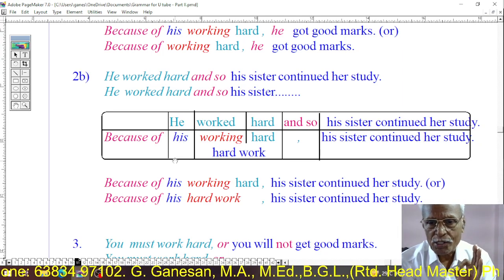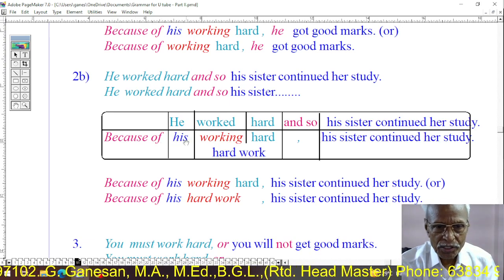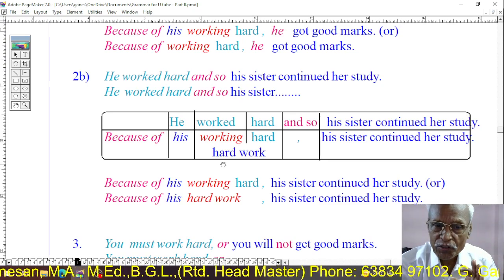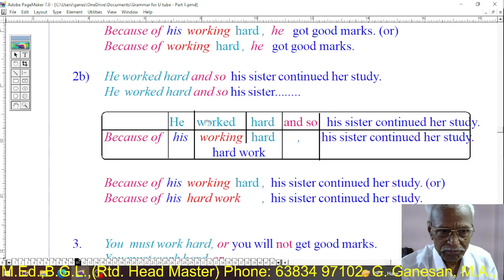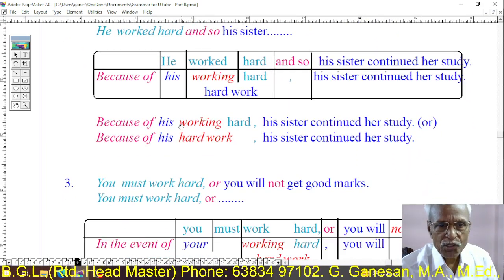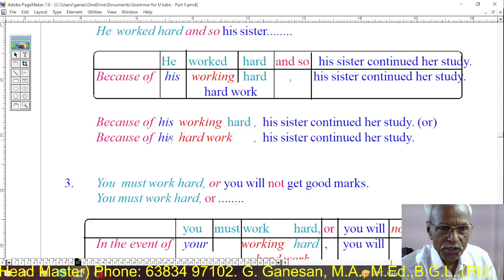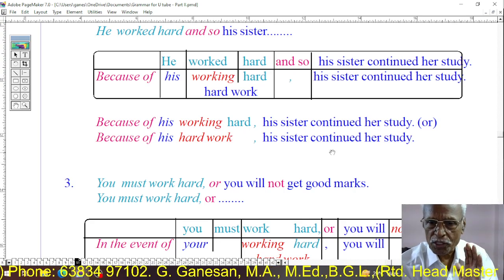He worked hard and so his sister continued her study. Because of his working hard, or because of his hard work, you can say, because of his hard work. Because of his working hard, his sister continued her study. Because of his hard work, working hard or hard work, his sister continued her study.